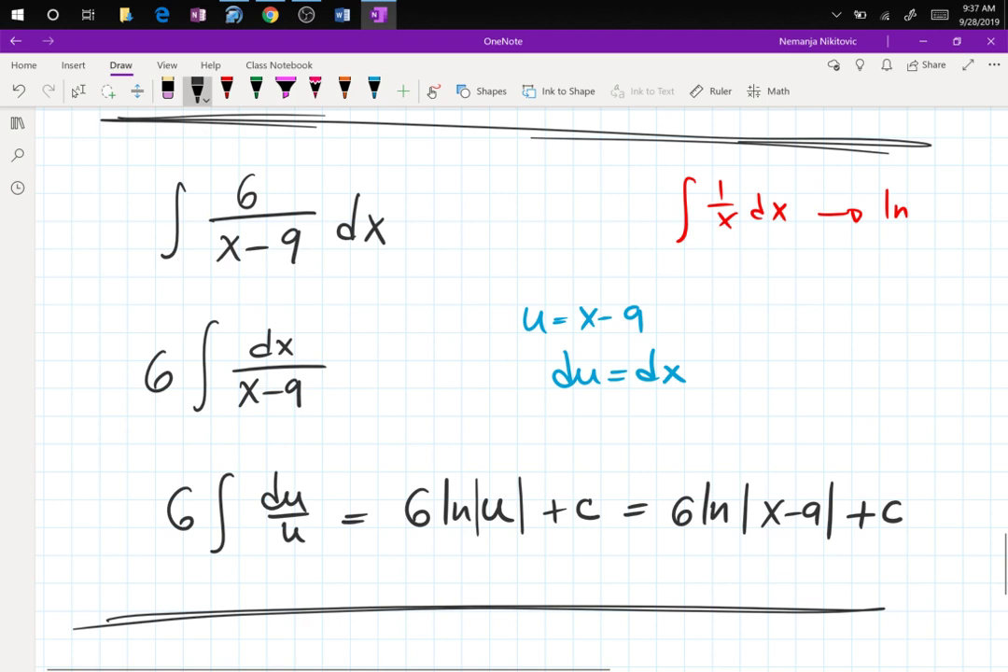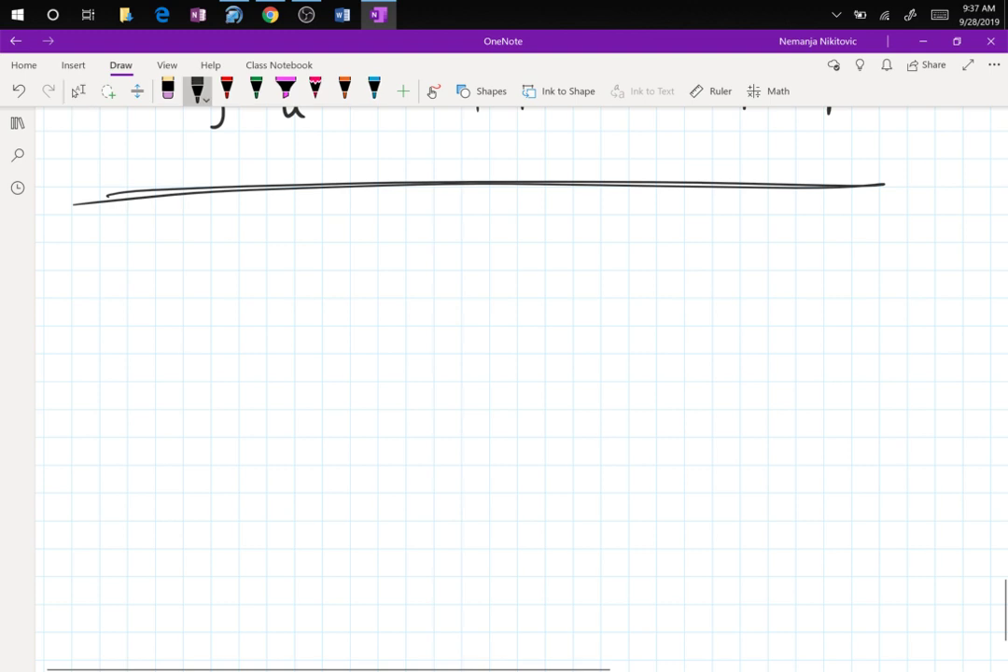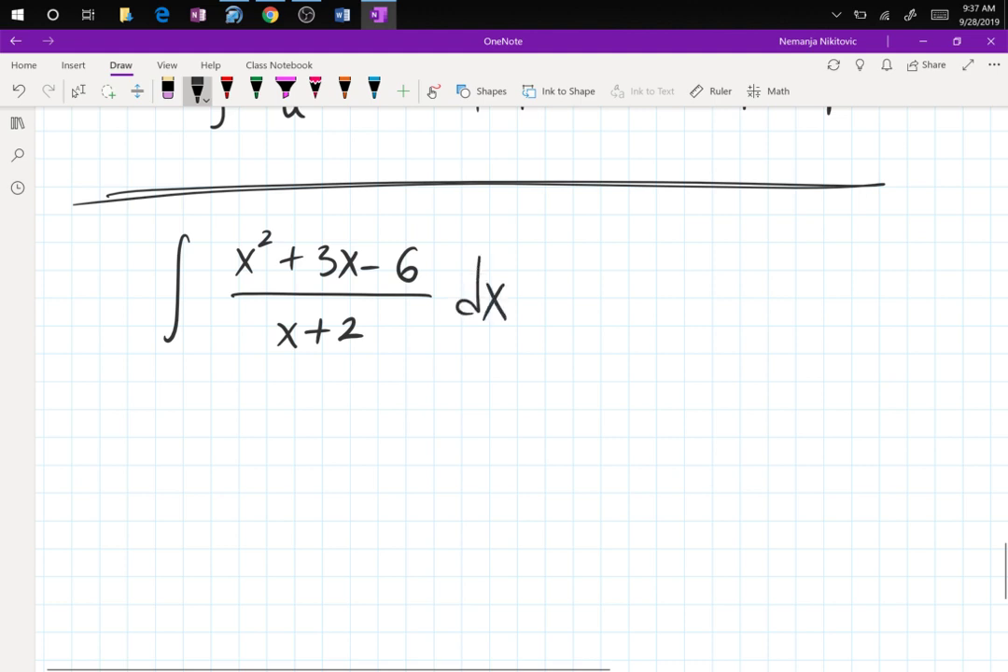Cool. So now let's see what else we can do. Oh, let's not forget the doom and gloom. How about if you have x squared plus 3x minus 6 divided by x plus 2 dx?